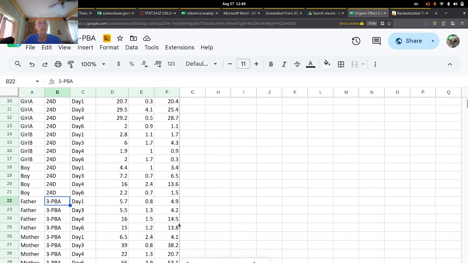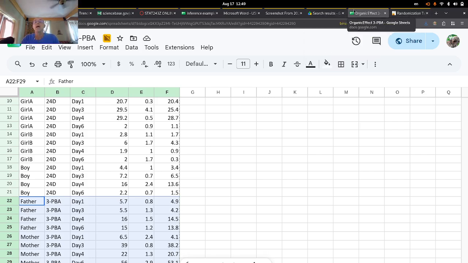So if we look at the original data set, we can see that. Let's look at the first few here. So father day 1, 3 PBA of a conventional diet was 5.7, and then day 1 of the organic diet was 0.8, 5.5 on day 3 of non-organic, 1.3 on day 3 of organic, and so on. Right, so we're looking at the difference here.